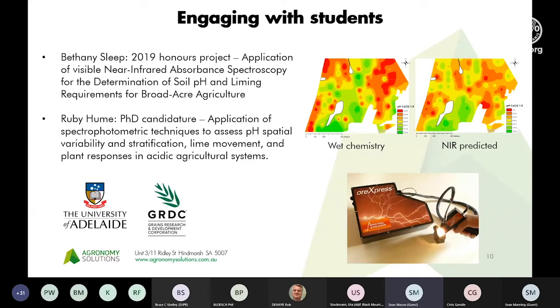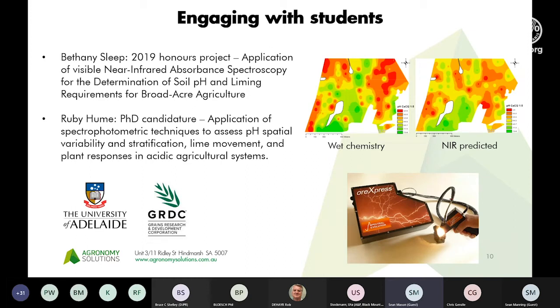A current PhD candidate, Ruby at the University of Adelaide, is tying in with the GRDC project, which is looking at lime applications, efficient lime applications in South Australian or the southern region, broadacre agriculture. So soil acidity is an emerging issue in our environments. Ruby's looking at new instrumentation, including MIR and near infrared, to assess lime and pH stratification, acid stratification. So sample frequency at centimetre intervals is key, compared to a soil sampling methodology and the wet chemistry involved by coring at very small intervals. So we've got potential benefit there.